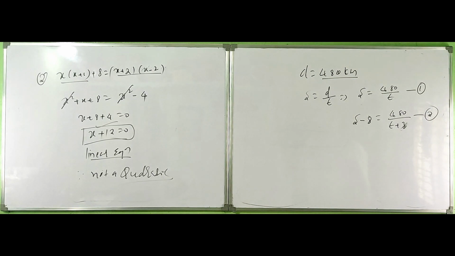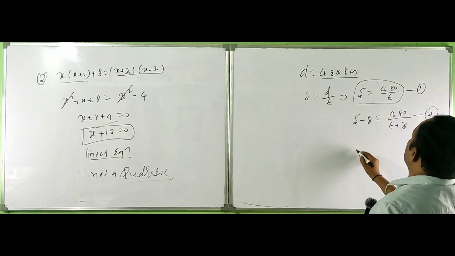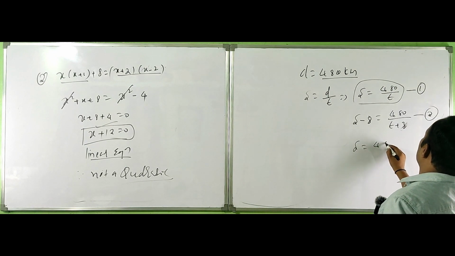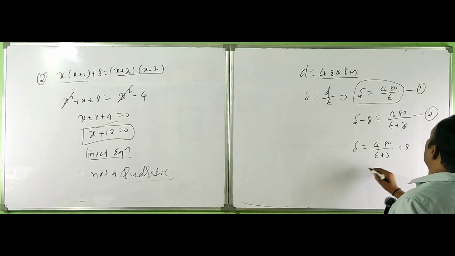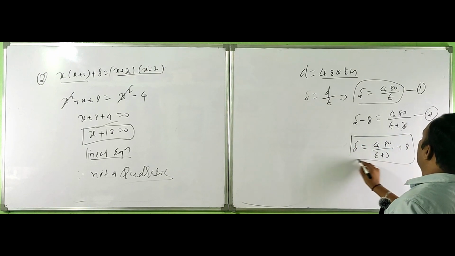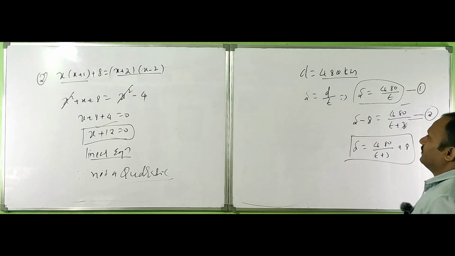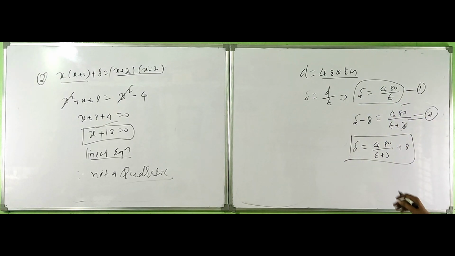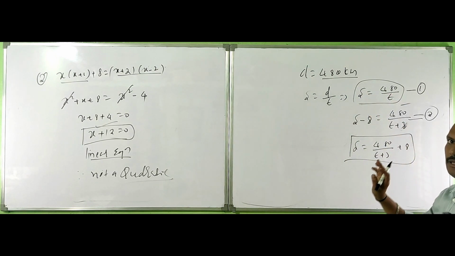Okay, now we can put the values here. So this is equal to 480 by t plus 3 plus 8. Either we can put the value of s in this equation and get it in terms of t, or put the value t is equal to 480 by s in this equation and get the value.